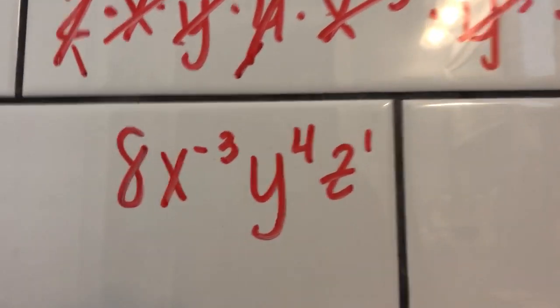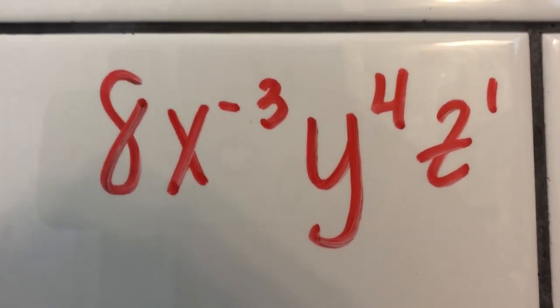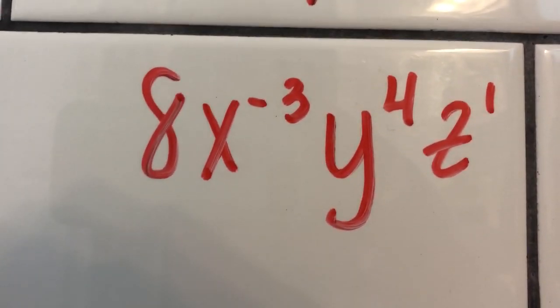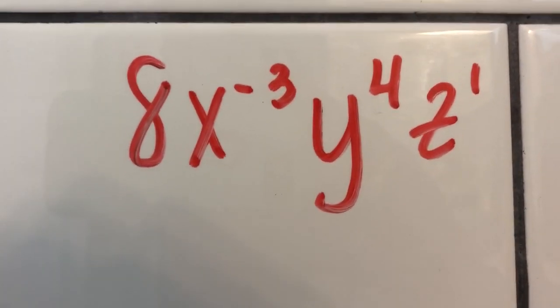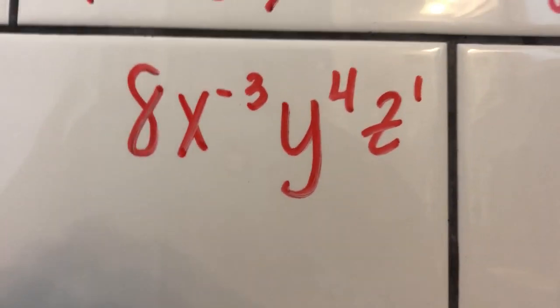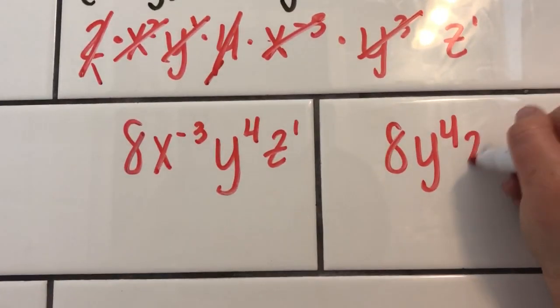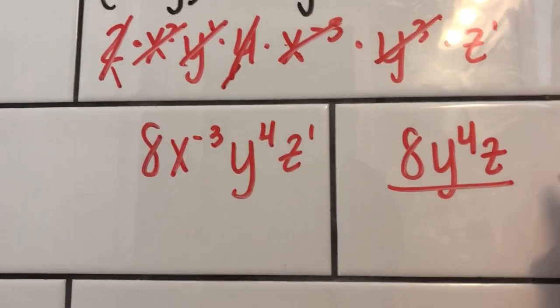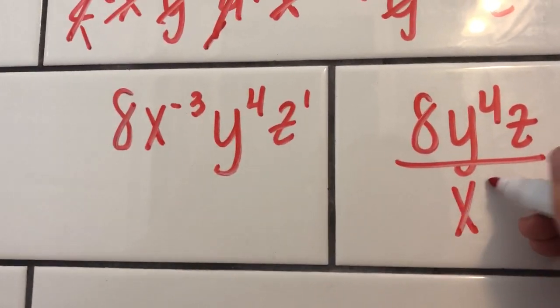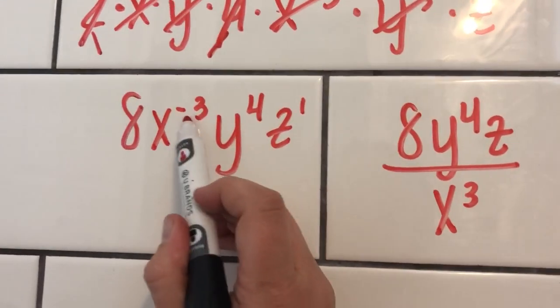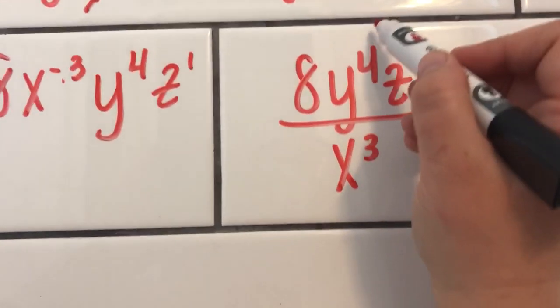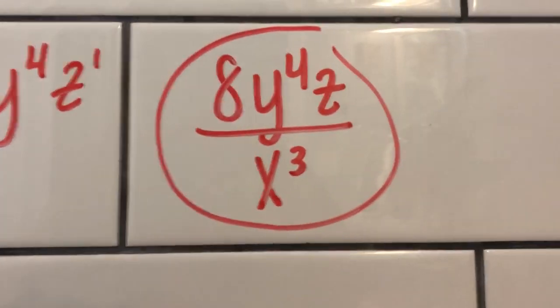Now, one more thing, I have to remember I can't leave a negative in my final answer, so the only thing I have left to do here is move that x to the -3rd down into the denominator. So I'm going to keep 8, y to the 4th. I'm just going to write z, you don't even need that 1. And I'm going to put x to the 3rd. When I move it down, it's now happy. That would be my final answer.